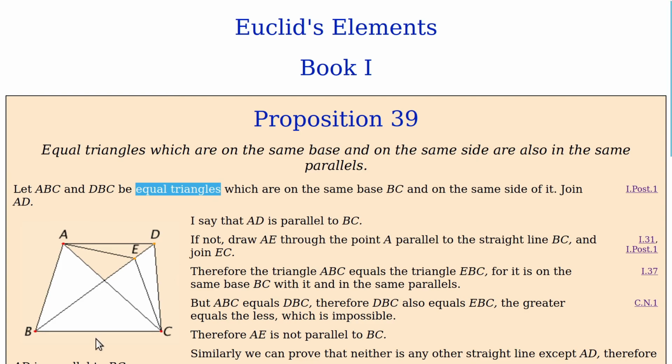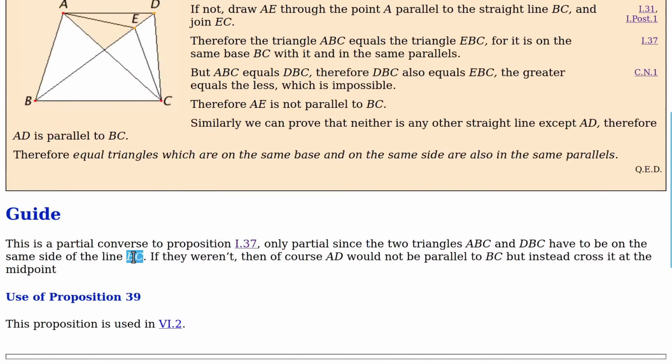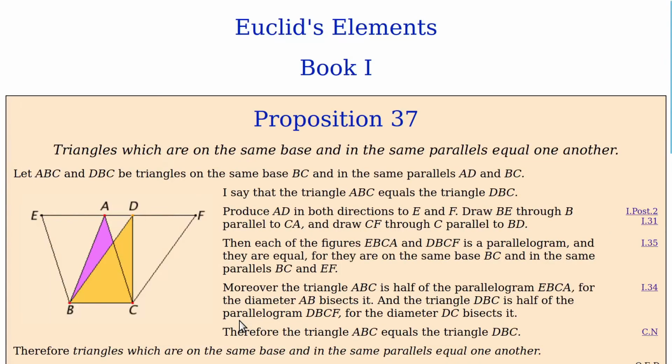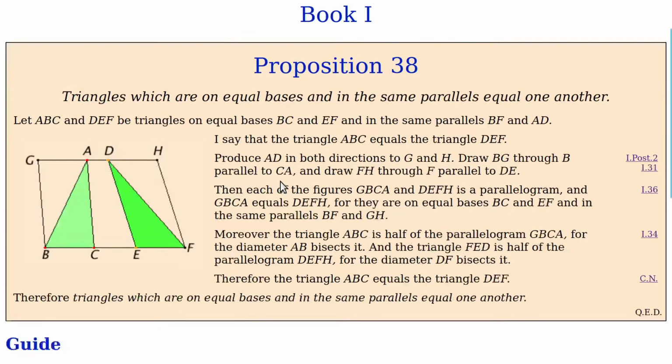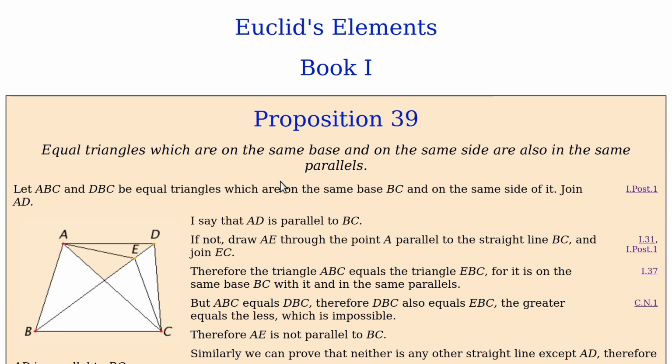So they're on the same base and on the same side. So this is a partial converse of 1.37. This is saying that all triangles that have the same base and height have the same area. And this is saying all triangles with the same base and the same area also have equal height. Okay.